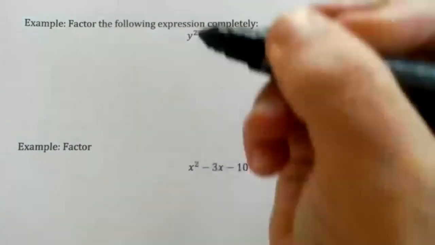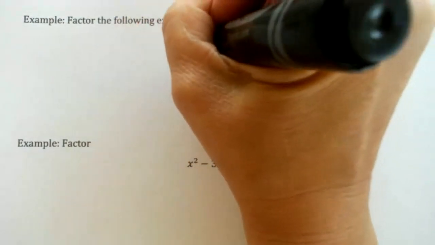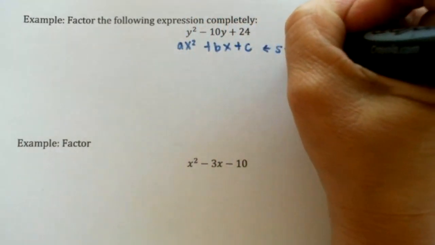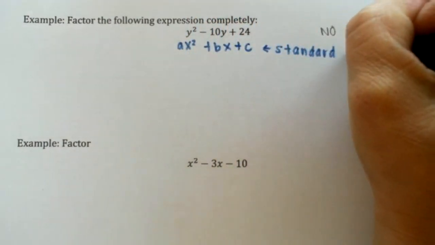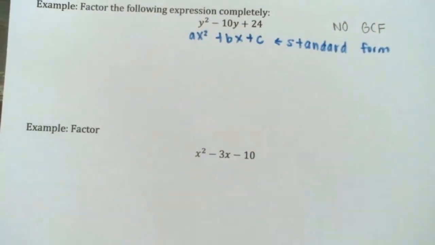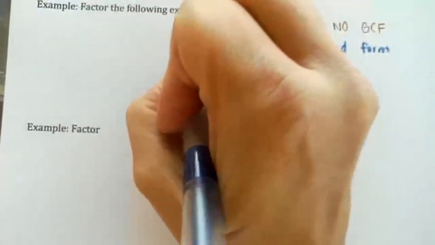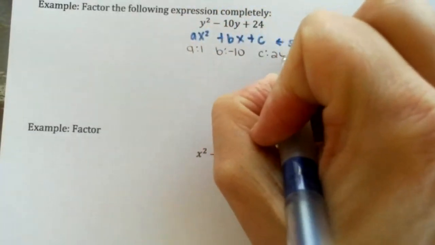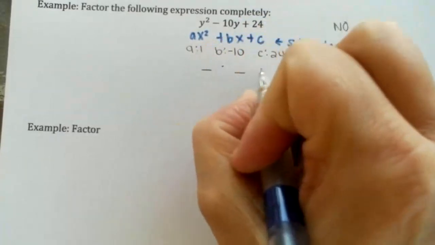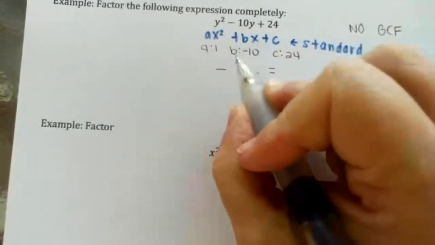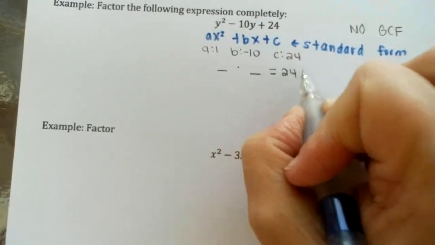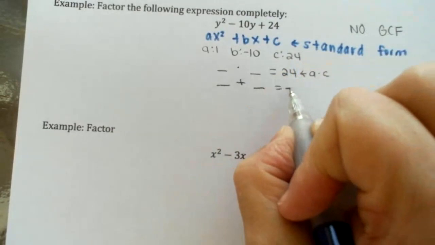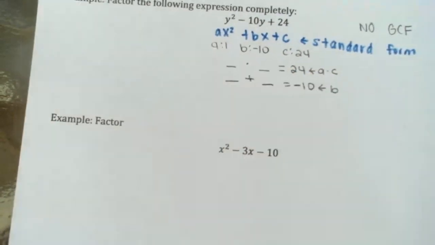So this is the standard form like we've been doing of ax squared plus bx plus c. This will tell us that a in front of y squared is positive 1, b in front of y is negative 10, and c out by itself is 24. So we are looking for two numbers that multiply together to give us a times c, 1 times 24, which is 24, and the same two numbers to add together to give us b, which is negative 10.